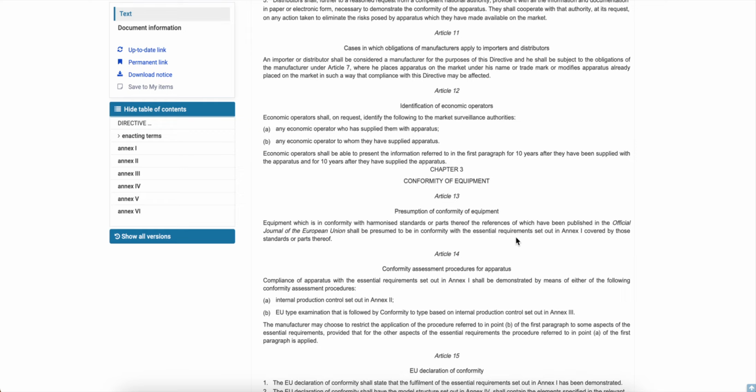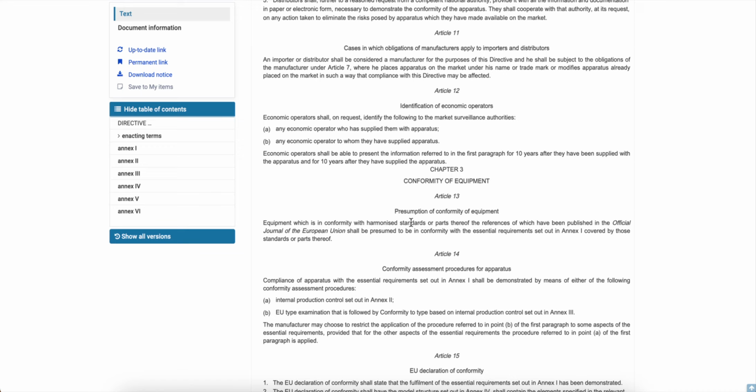Okay, so these directives and regulations set the high-level requirements. A product cannot interfere with other equipment, or a toy cannot be unsafe. But it doesn't tell us how to achieve this, and that's why we have harmonized standards. That's what presumption of conformity is about. In order to comply with the regulation or directive, we have to comply with the standard.